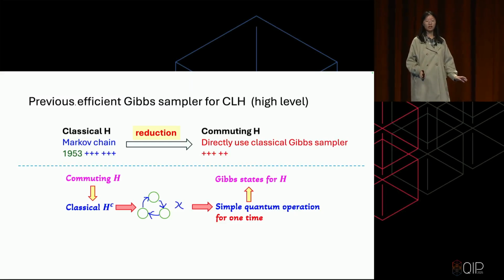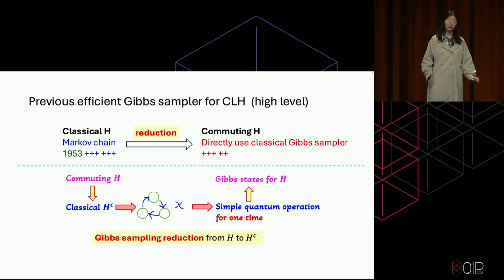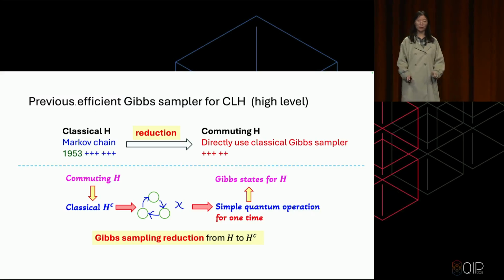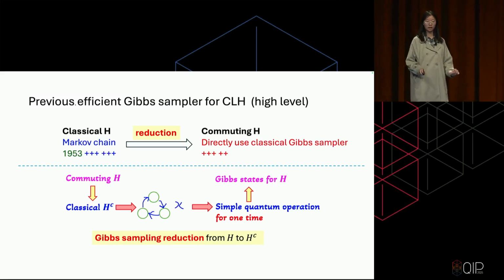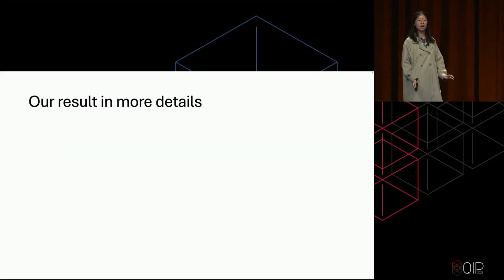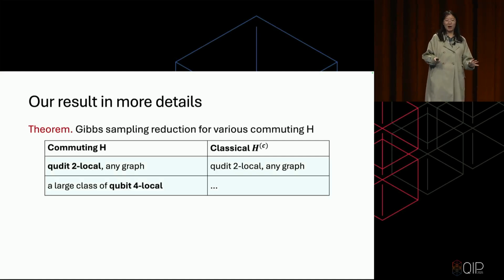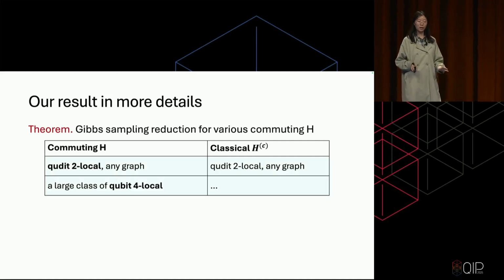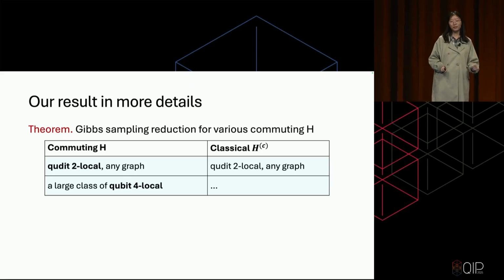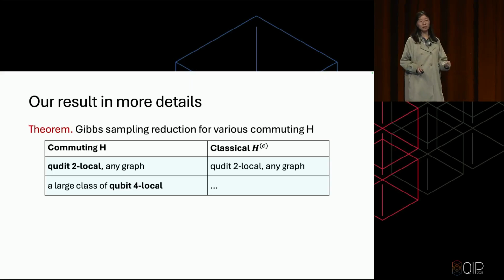So in short, at a high level we are doing some kind of Gibbs sampling reduction from commuting Hamiltonians to classical ones. So that's a high-level description. In summary, we're just doing a Gibbs sampling reduction. Our result in more detail: you ask which kinds of things you can do the reduction for. From a high level, our main theorem is that we can do Gibbs sampling reduction for various commuting Hamiltonians.